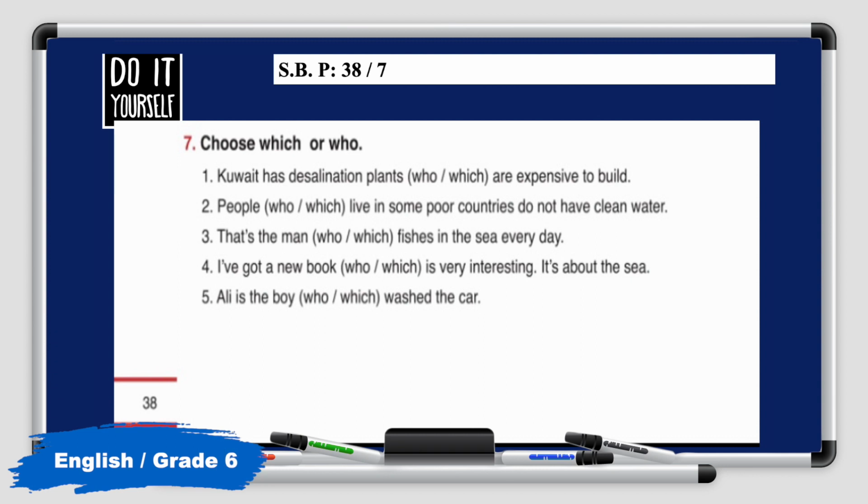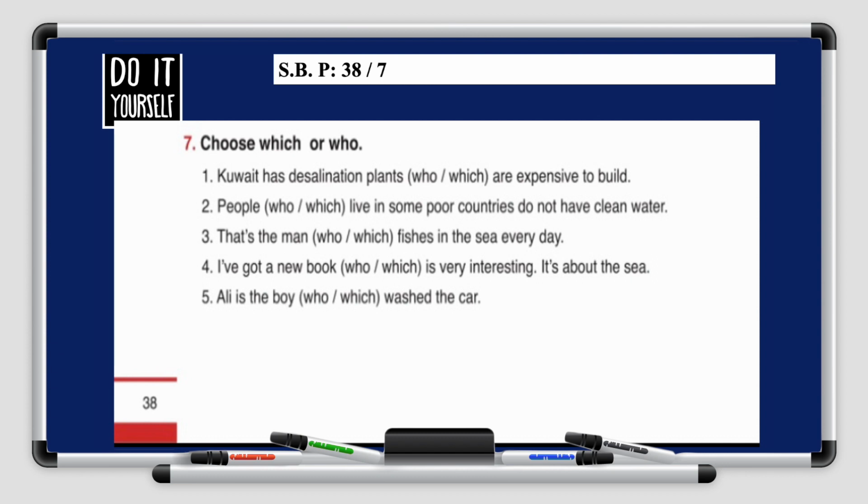Student book, page 38, exercise 7. Choose which or who. 1. Kuwait has desalination plants, who, which, are expensive to build. Here we have desalination plants. So what are we going to use? Who or which? Remember, who is for people and which is for things or animals.